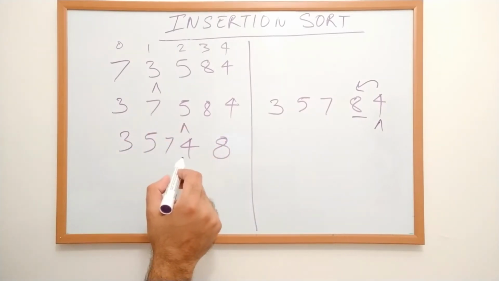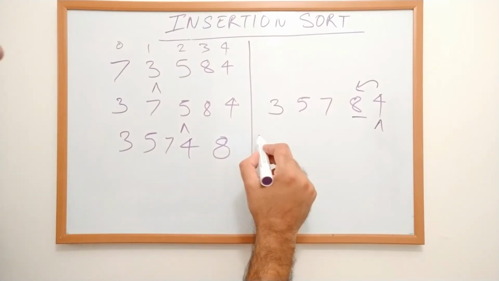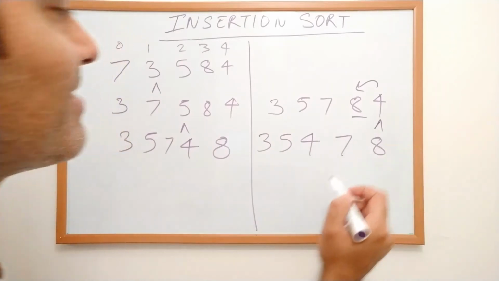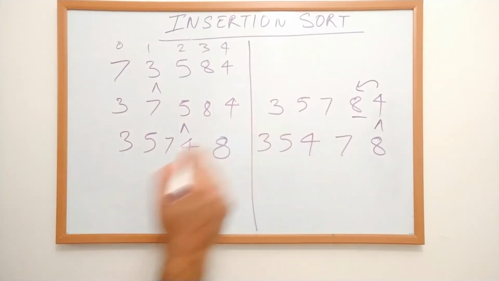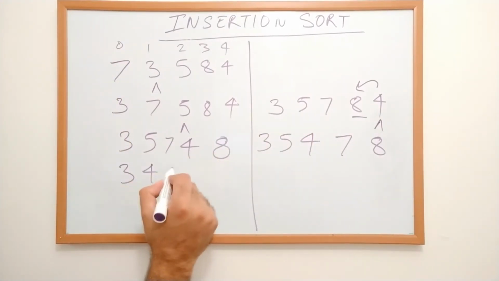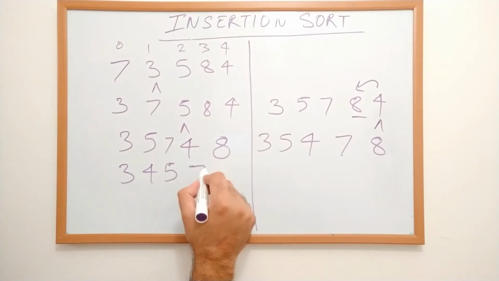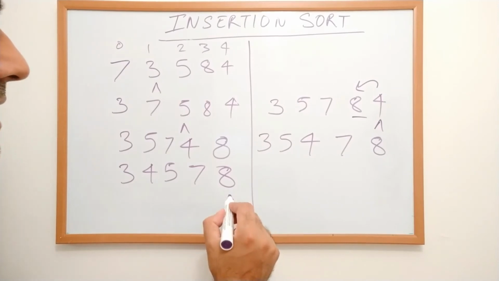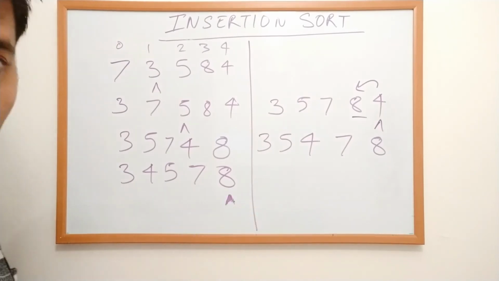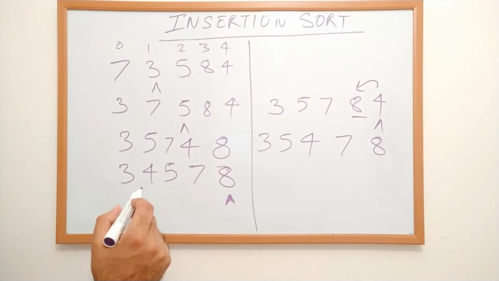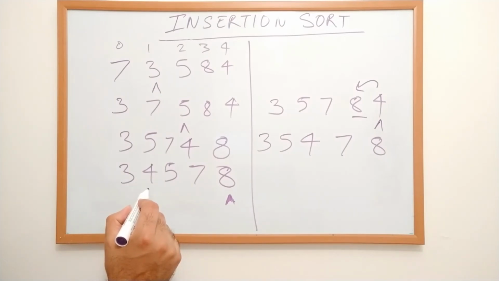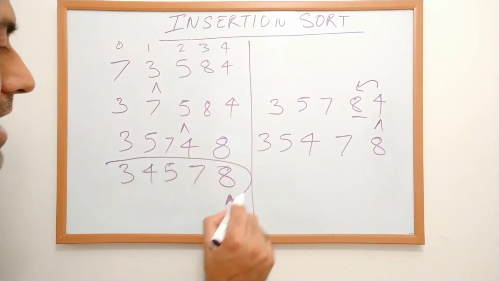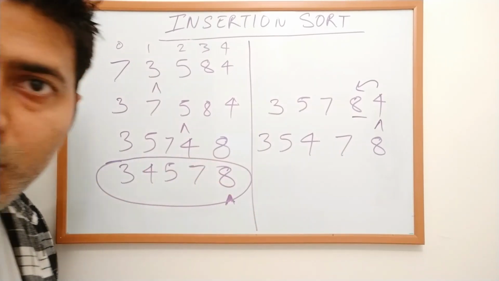And then we compare 4 with 7. The new list will become 3, 5, 4, 7, 8. Then we again check 4 with 5. The new list will become 3, 4, 5, 7 and 8. Now the marker is still at the last position in this list, but in this case there is no need to swap anymore. So the list is now sorted, and this is how your insertion sort works.